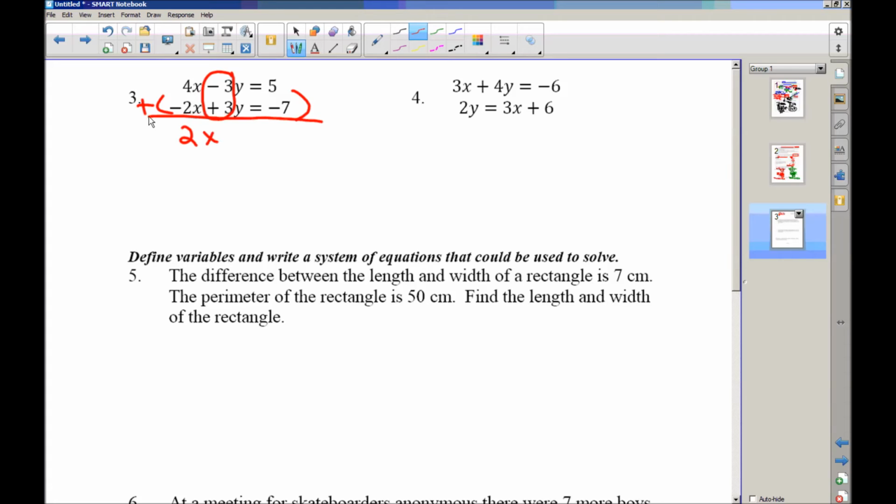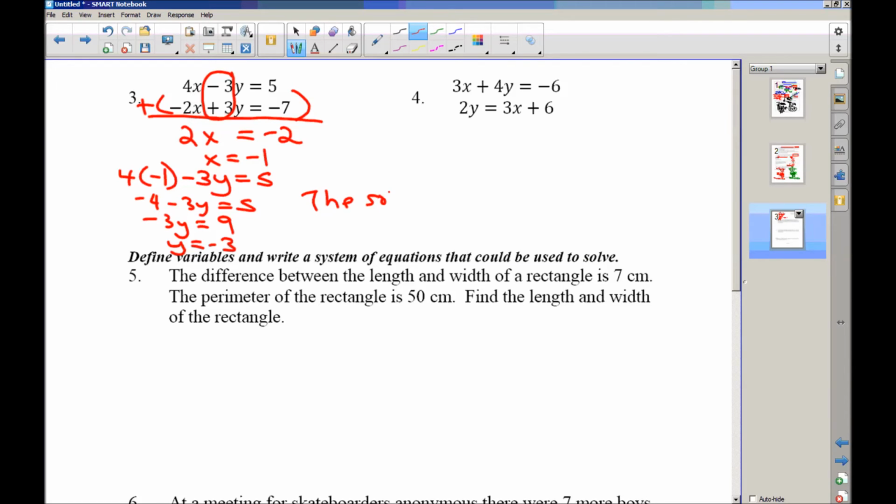So this will give me 2x, but the y's will go away. And 5 plus negative 7 will make negative 2. So when I divide both sides by 2, I get negative 1. And then I plug the negative 1 back into either equation. So I'll plug it into the first equation this time. 4 times negative 1 minus 3y equals 5. That's negative 4 minus 3y is 5. And then I'll subtract 4 to both sides, or add 4, I'm sorry, will give us 9. And then divide by negative 3 will give us negative 3. So our solution here is negative 1 for x and negative 3 for y.